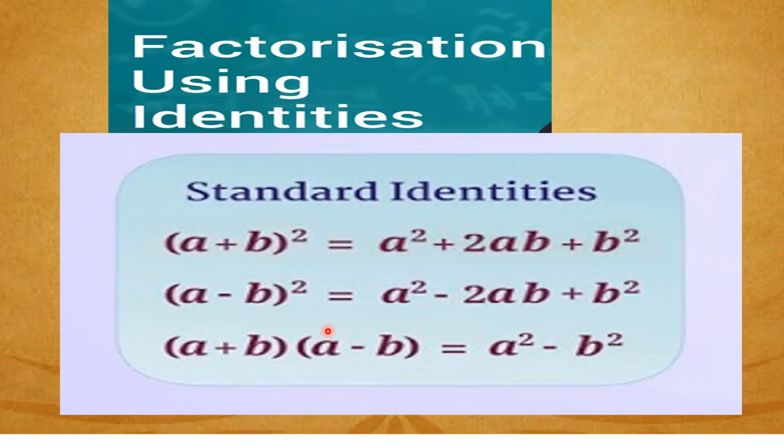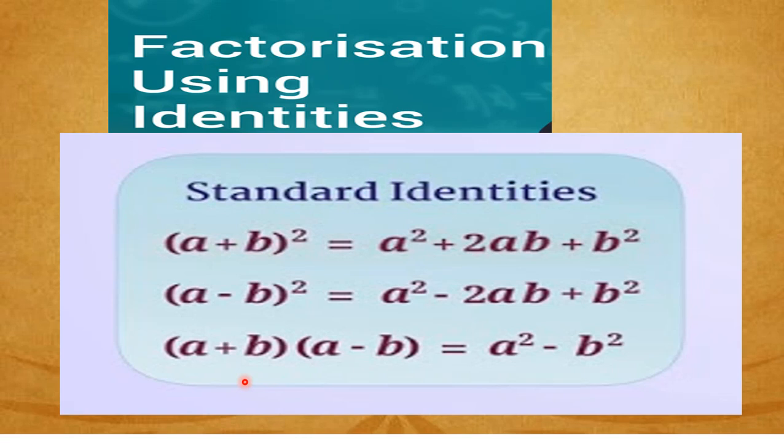As we learned, the identities: (a plus b) whole square is a square plus 2ab plus b square; (a minus b) whole square is a square minus 2ab plus b square; and (a plus b) into (a minus b) is equal to a square minus b square. So in this chapter on factorization, we are going to factorize algebraic expressions using the identities.